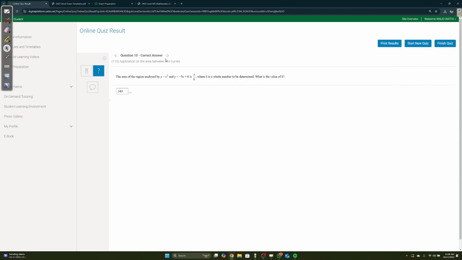Okay, no. The area enclosed by x squared and minus 5x plus 6 is what?